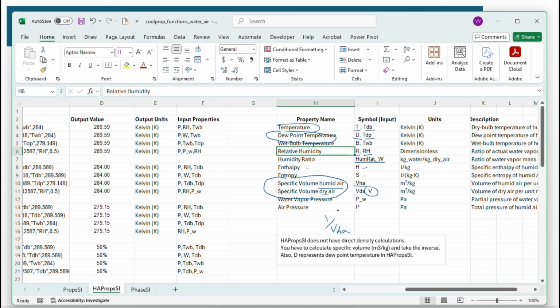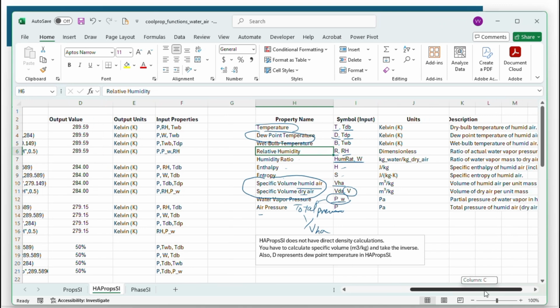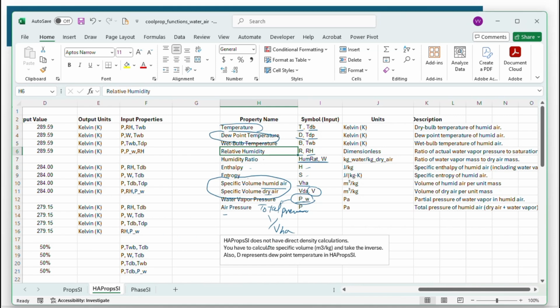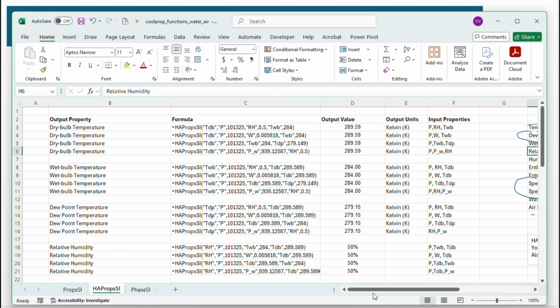Whenever you have confusion, come back to this Excel file and you can check what exactly is the variable name or the parameter name. And P is typically the air pressure or the total pressure. And P underscore W is the partial pressure of water vapor or pressure of the water vapor. So again, don't forget this particular note that I put in here. You have to calculate specific volume and take the inverse for density. Now let's look at some of the calculations.